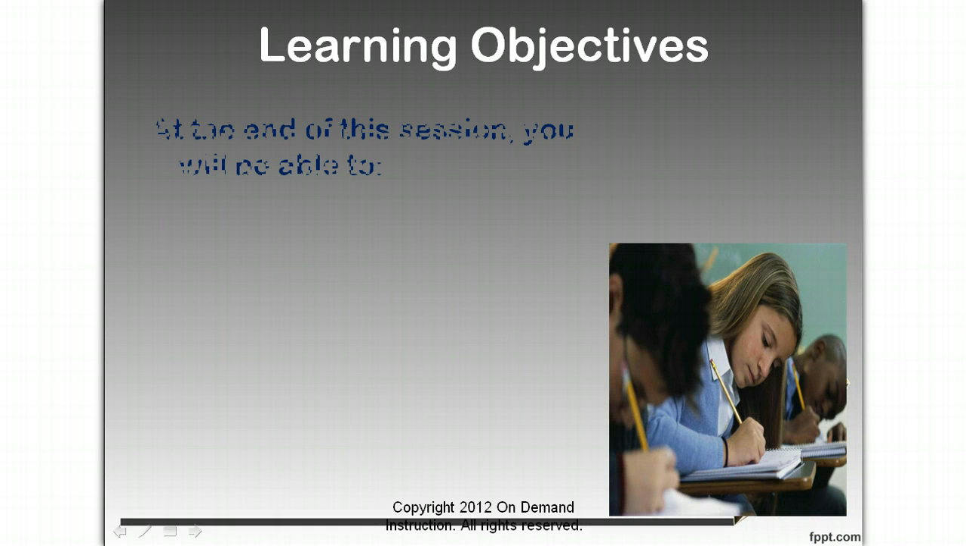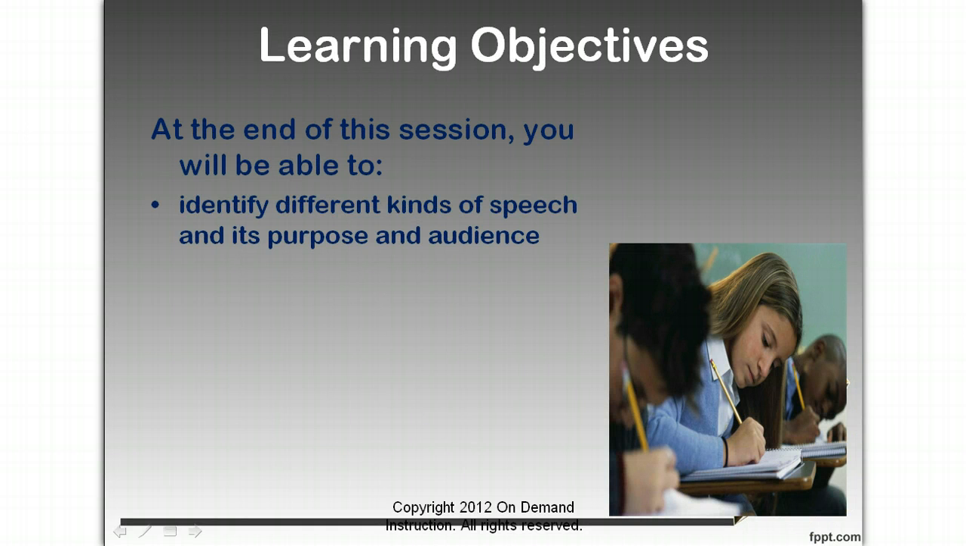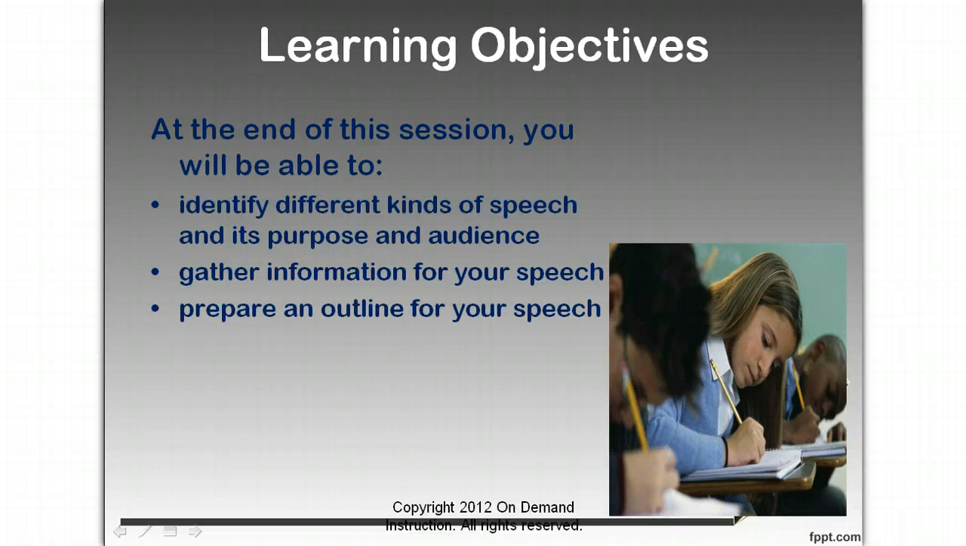At the end of this session, you will be able to identify different kinds of speech, its purpose, and audience, gather information for your speech, prepare an outline for your speech, prepare note cards to use in your speech.